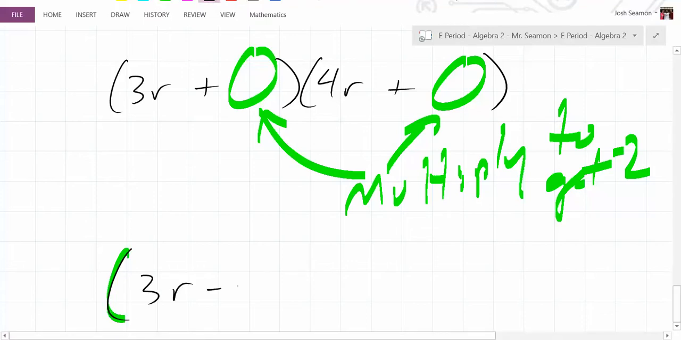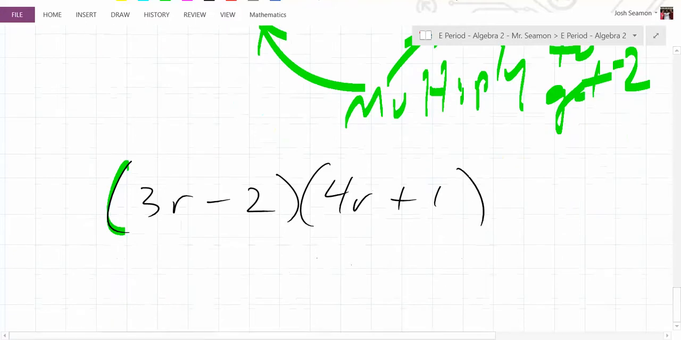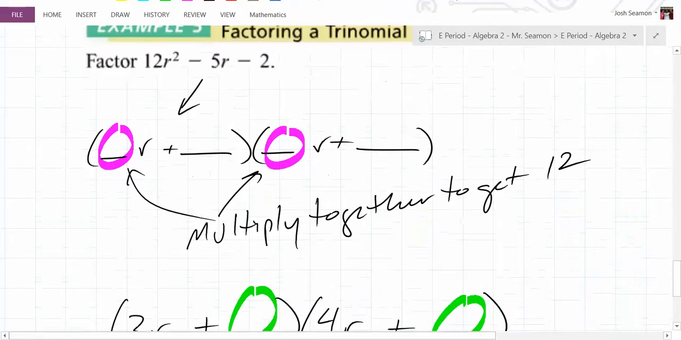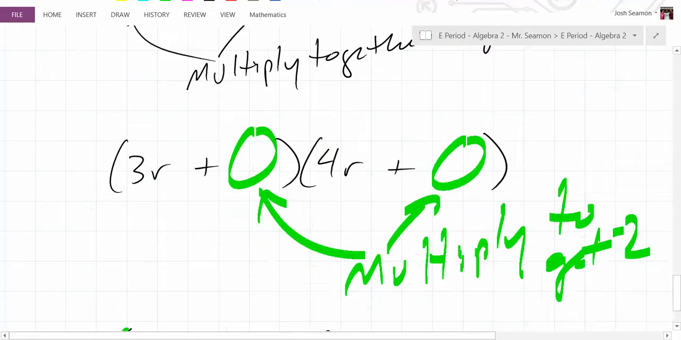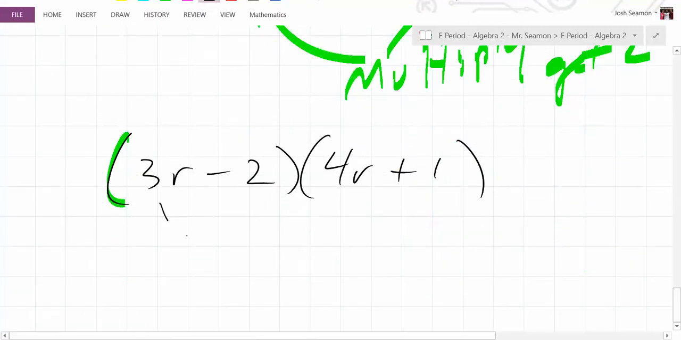Let's just try it and see what happens. So we have 3r minus 2 times 4r plus 1. 3 times 4 is 12, and negative 2 times 1 is negative 2. Is that necessarily the proper factorization? All we have guaranteed right now, we've guaranteed this term and this term. Have we guaranteed the middle term? No, we haven't. So let's just try it and see what happens. We have to test it. Well, what's 3r times 4r?